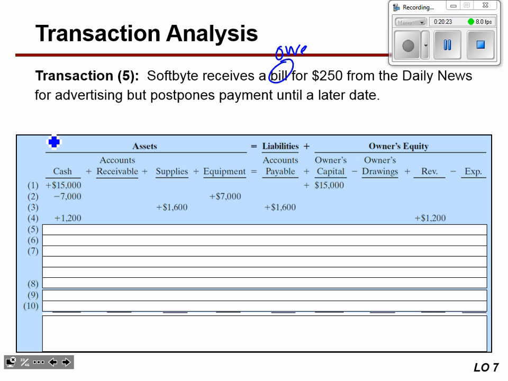But we're going to postpone the payment until a later date. So do we owe or does someone owe us? We owe. Now when we owe someone, it's a liability. The liability hasn't even happened yet. This is a little bit of a tricky one. Is cash going to go up or down? Trick question. We haven't paid yet. Advertising is an expense. Very good.